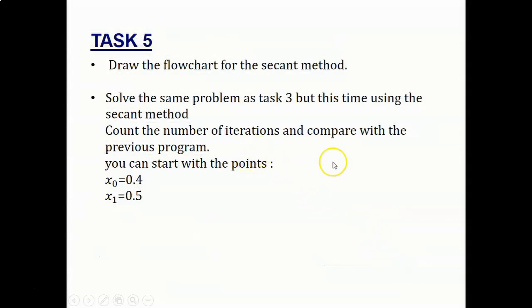Now, as a task, I will ask you to draw the flowchart for the secant method and to solve the same problem as task 3, but this time using the secant method, and you will count the number of iterations and compare with the previous program. As a starting point, you will have to start from 2 points, x0 and x1, and save at each iteration the solution of the 2 previous iterations.